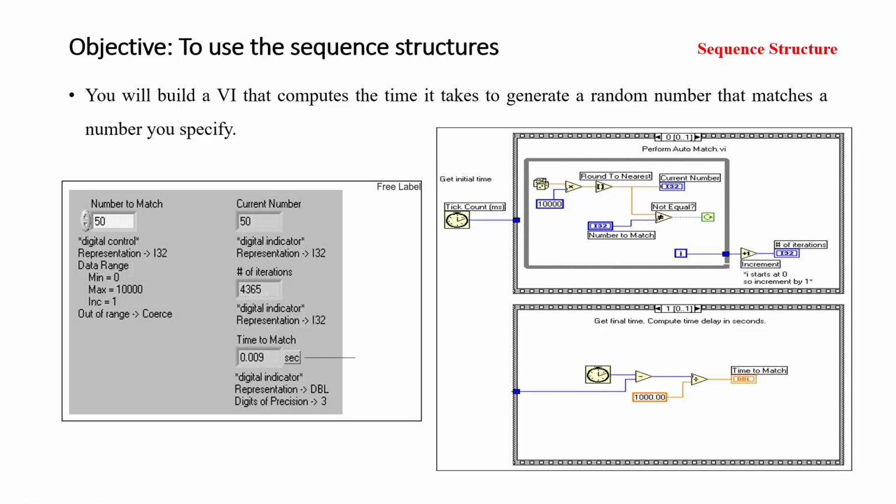If the number is not equal to 50, then this loop will go on executing. When it matches the current value, it will stop, and we have noted the time when this particular frame was started. Then we again calculated the time when the match takes place. Subtracting the two times, we get the time to match. In this way, the sequence structure can be used in LabVIEW.